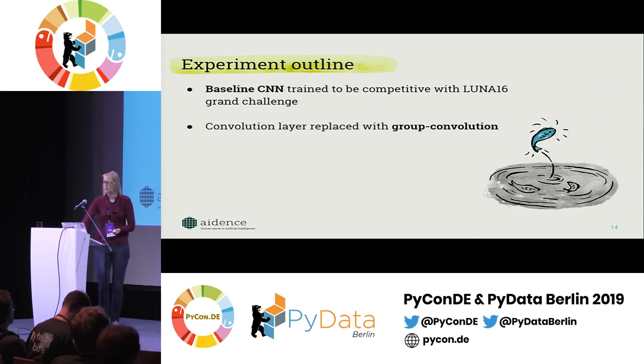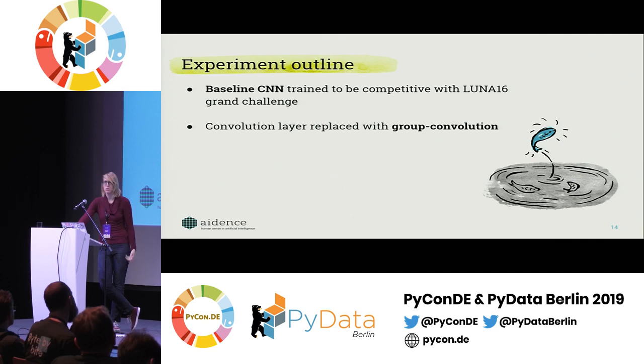So we wanted to evaluate whether our CNNs with their improved equivariance actually performed better than a regular CNN. A way to do this was first to train a baseline CNN, just a regular neural network, and make sure that it's competitive with the LUNA16 Grand Challenge. The LUNA16 Grand Challenge is a challenge posed by Radboud University, which is basically the lung nodule detection challenge. And we trained a neural network that got a top 10 performance, so it was pretty decent, pretty good.